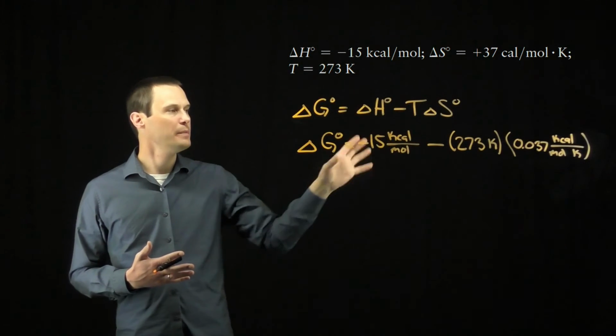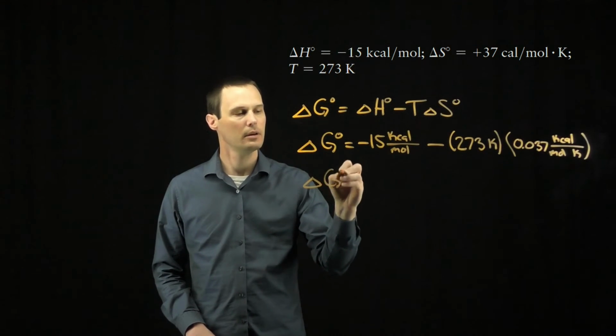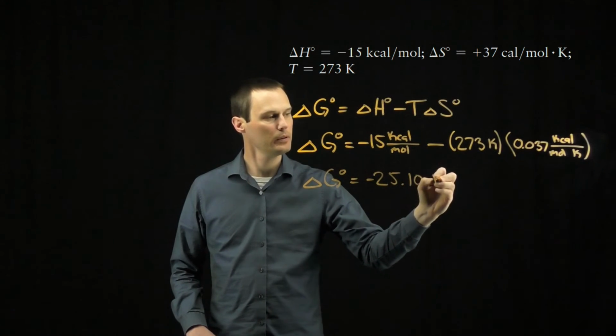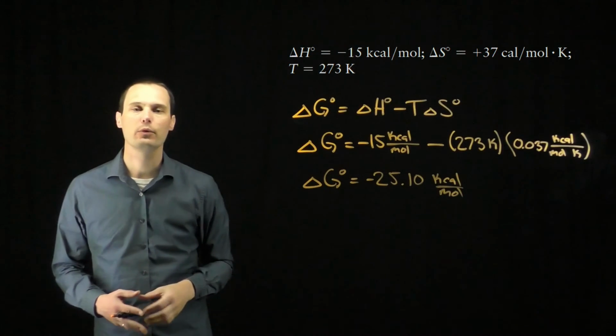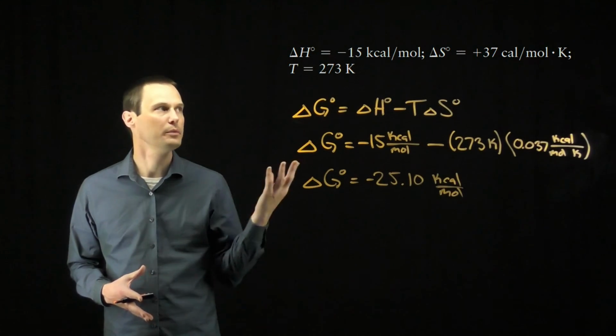When we go through and do this math, we multiply those two together and do the subtraction, we find that delta G equals negative 25.10 kilocalories per mole. A negative value for delta G indicates that our intuition was correct. This process is favorable given these conditions.